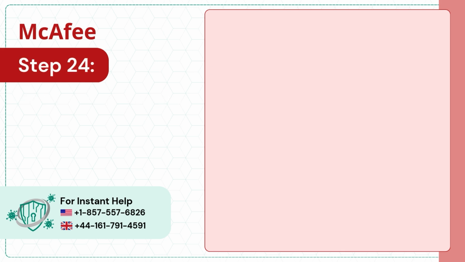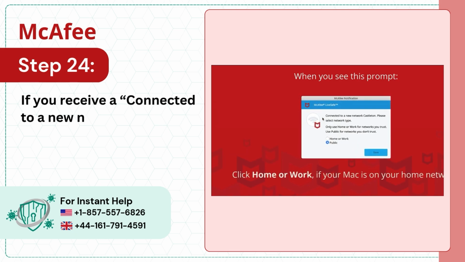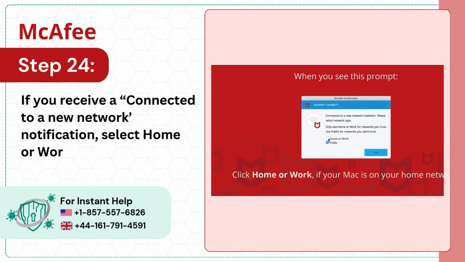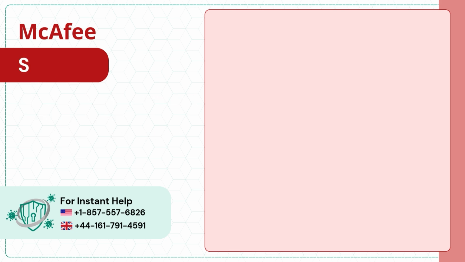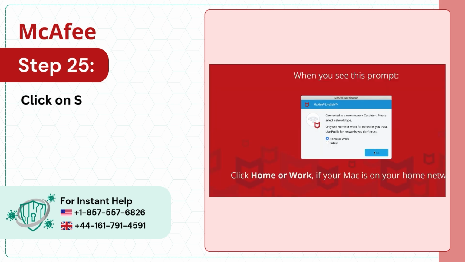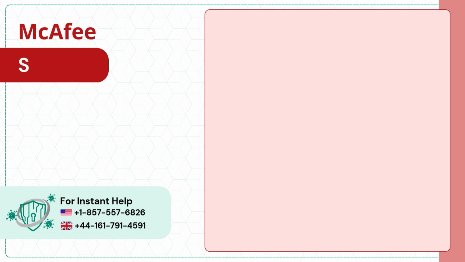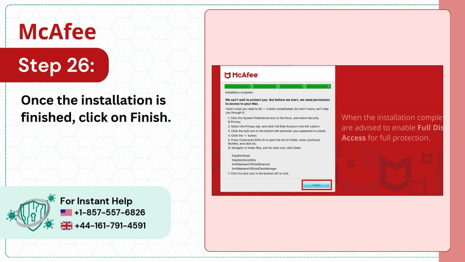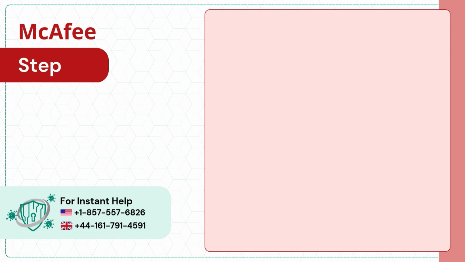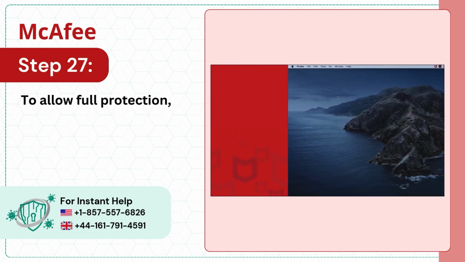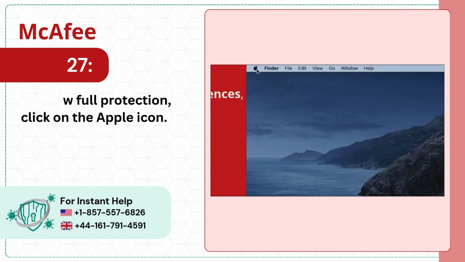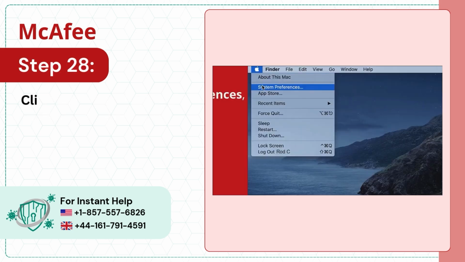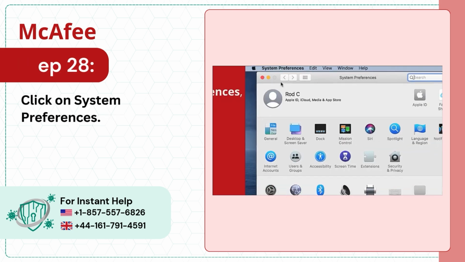Step 24. If you receive a Connected to a New Network notification, select Home or Work. Step 25. Click on Save. Step 26. Once the installation is finished, click on Finish. Step 27. To allow full protection, click on the Apple icon. Step 28. Click on System Preferences.